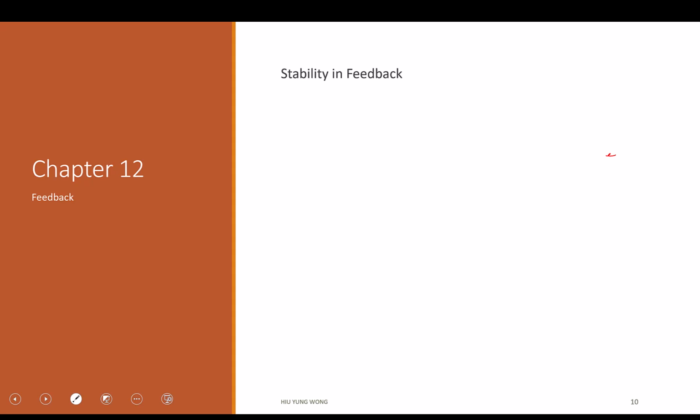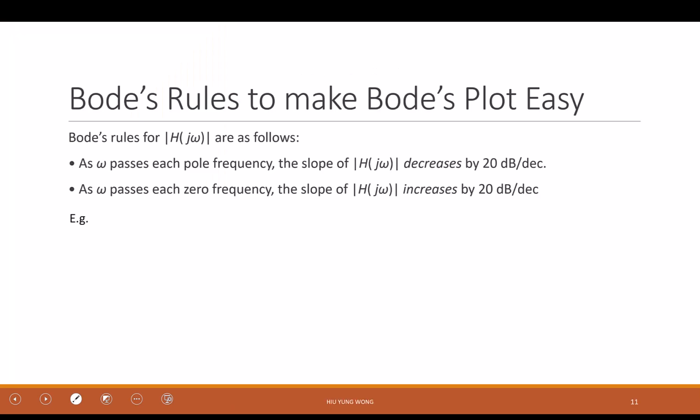Okay, stability. Before that, we need to review some of the basics. I know you already know this, but we still need to review. The Bode plot. For example, if I have a transfer function like this, right? So how many poles do I have?